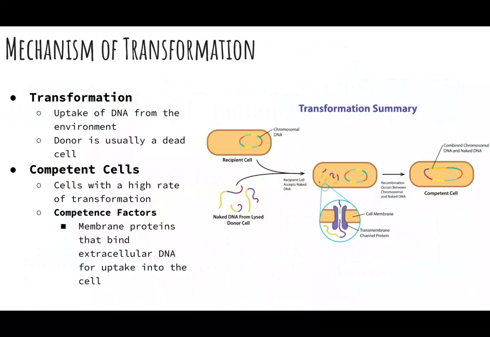So, how does transformation work? Again, transformation is when we take up DNA from the environment, and the donor is usually a dead cell, like those heat-killed S cells. We call cells that are able to be transformed in this way competent cells. Remember, we made our cells competent when we did the pea glow experiment. So competent cells are cells with a high rate of transformation.